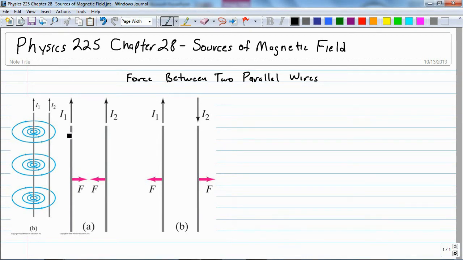Now it turns out that when the currents are going in the same direction, the forces are attractive. And when the currents are going in opposite directions, the forces are repulsive.